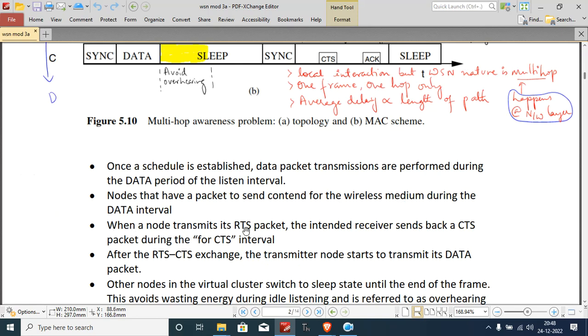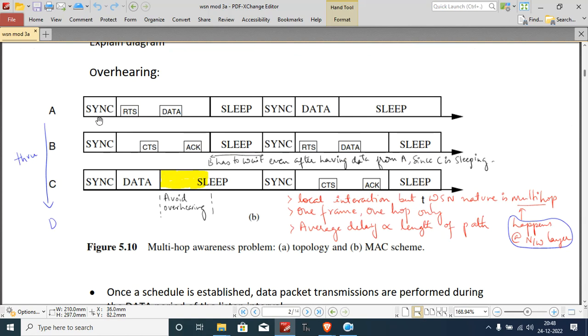When a node transmits its RTS packet, over here let's assume that A has some data and it has to pass it to node D. In order to communicate to node D, it has to go through nodes B and C. So right now node A has data, and right after the sync field we have this data interval.